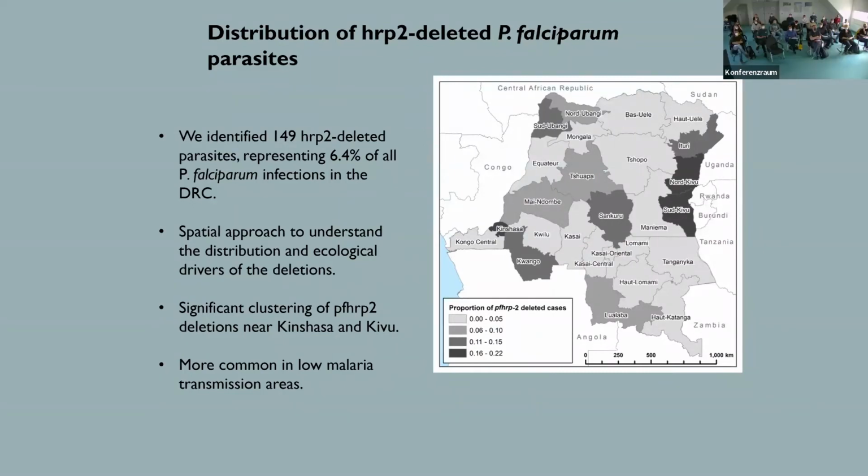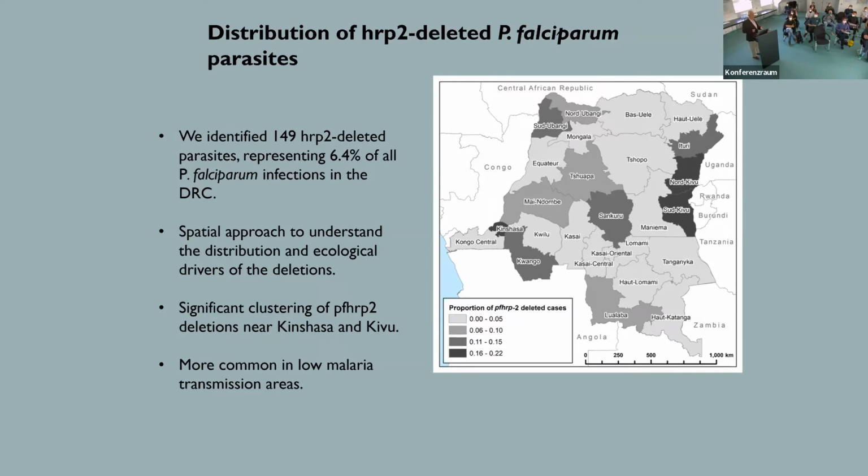This is a huge problem, but we're trying to use a spatial approach to understand the ecological drivers of that diagnostic resistance. We have individual level, village level data, but this is just an overview map. North and South Kivu and over to Rwanda and Burundi is very high, and then Kinshasa is very high, and then there's some other areas where it's very low.